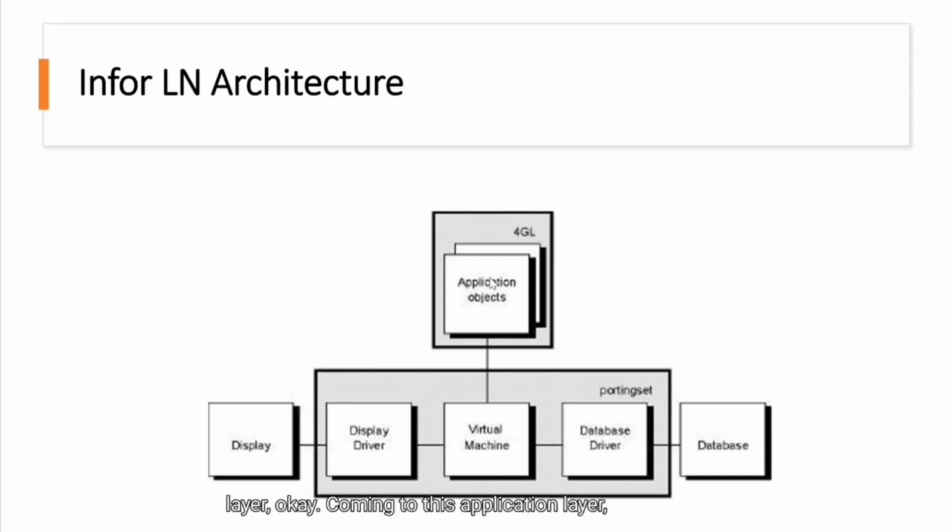Coming to the application layer, this middle layer is the brain of the system. It processes the data and runs the business logic. It includes various modules that handle different business functionalities like finance, manufacturing, supply chain management and many more. Imagine these as different departments in a company, each handling a specific task.